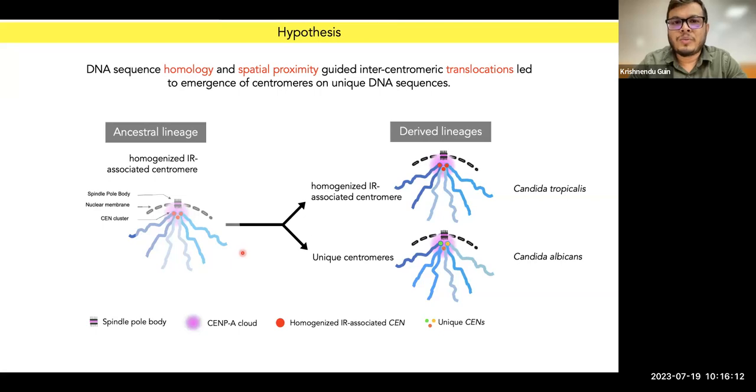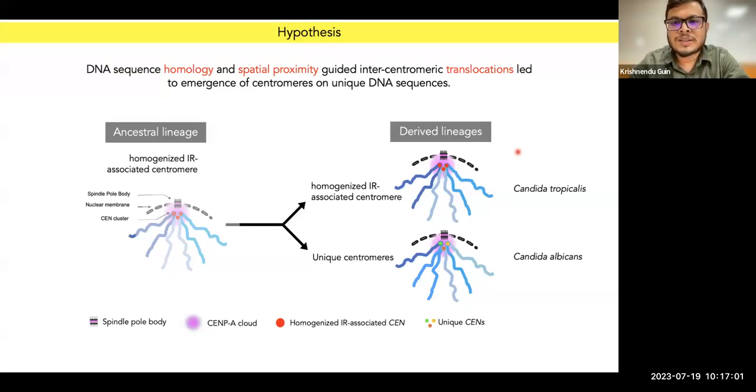And so we thought of this hypothesis to explain how these centromere structures and inverted repeats were lost in one of the lineages, which is Candida albicans. We hypothesized that the last common ancestor had clustered centromeres, which also had homogenized inverted repeat associated sequences. And if you have them clustered together, there is quite a high probability that a break in one of the centromeres leads to translocation between the homogenized sequences of other chromosomes that are in physical proximity. So this is the hypothesis that we thought of at this moment.